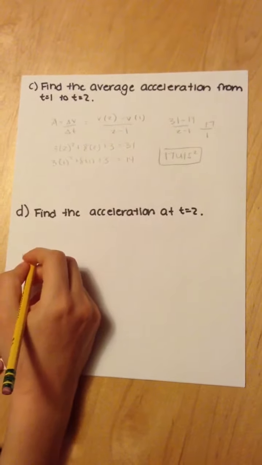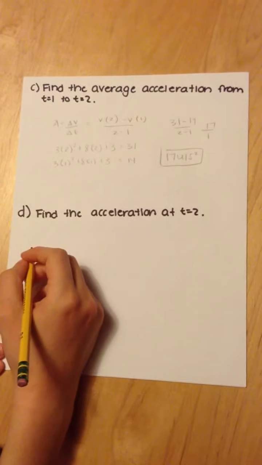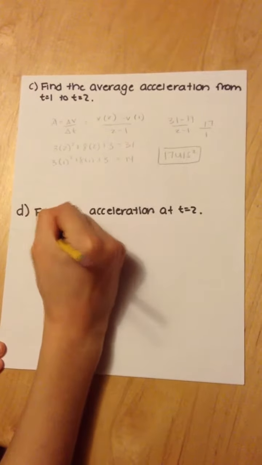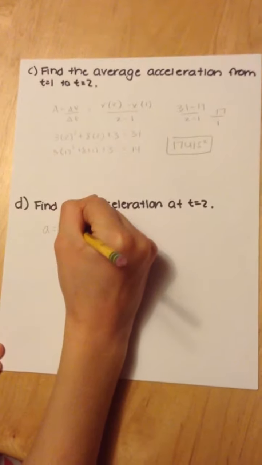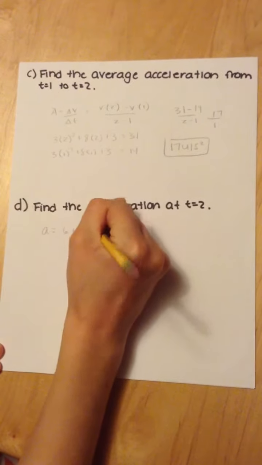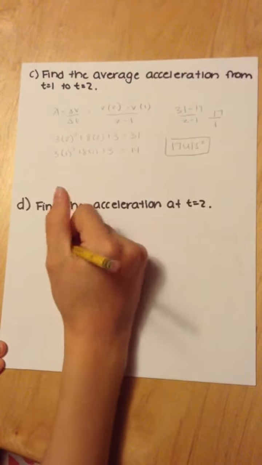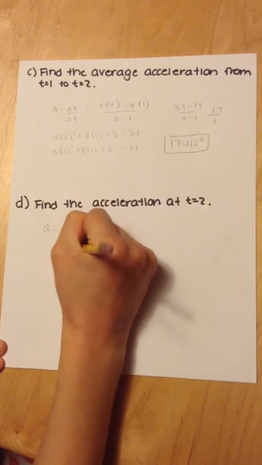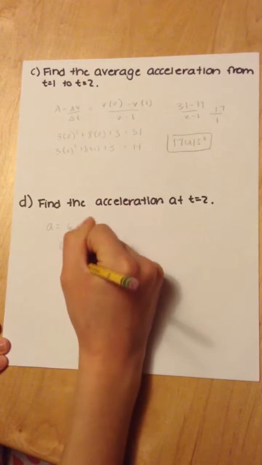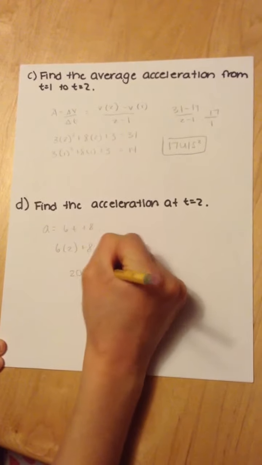And then to find the acceleration at 2, you have to take the second derivative. So acceleration would equal 6t plus 8. And then all you have to do is plug in 2 for t. 6 times 2 is 12, plus 8 is 20 units per second squared.